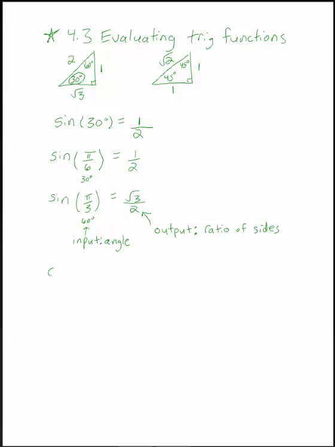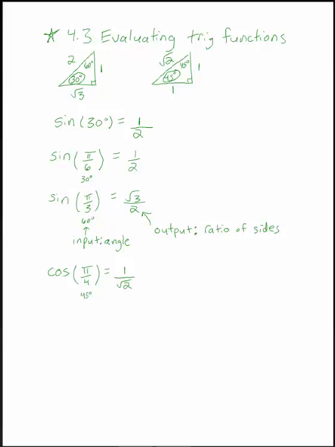What if I had the cosine of pi over 4? Pi over 4, that's 45 degrees. So I'm looking for the cosine of 45 degrees. I find 45 degrees in my triangle, and the answer is going to be a ratio of sides. It's going to be adjacent over the hypotenuse. The adjacent is 1. The hypotenuse is root 2. So the answer is 1 over root 2.